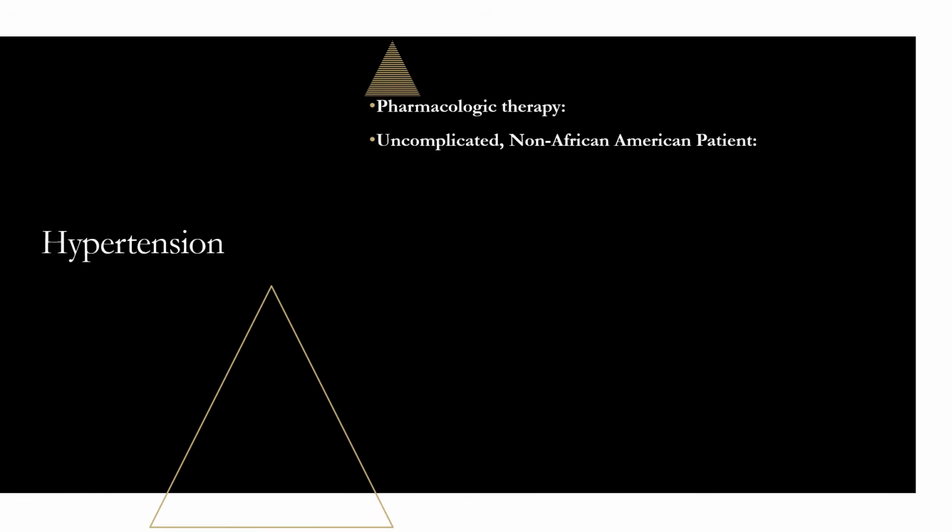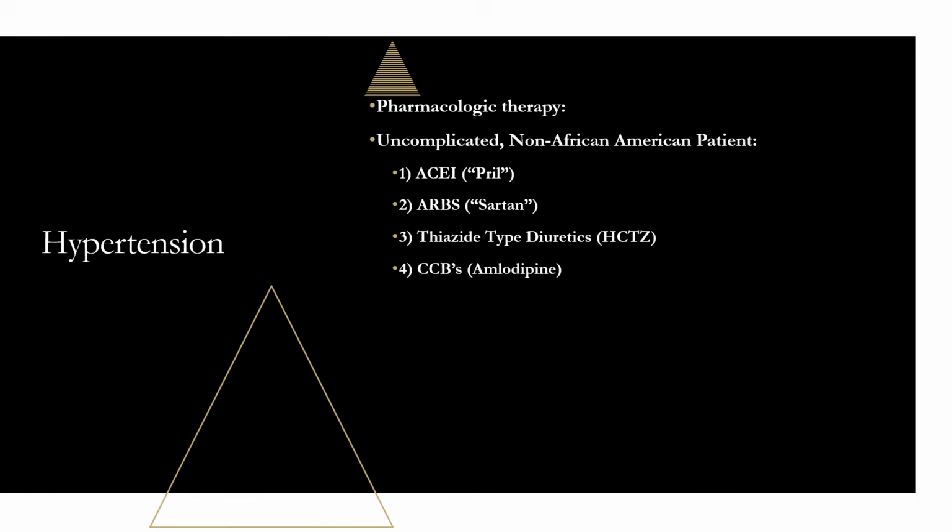Okay, so with that being said, as far as pharmacologic therapy, if a person does not have a compelling indication for a specific drug or class, they're not diabetic, they're a non-African American patient, and I'll go over that in a minute, here are the medications you use for those types of people. So for an uncomplicated non-African American patient, you're going to choose any one of these 4 classes, and there's no wrong answer. You can choose any one of these. So it's going to be either ACE inhibitors, that's your prils, your lisinopril, captopril, etc. Your ARBs, that's your angiotensin II receptor blockers, all your sartans, your losartan, candesartan, all of those. Thiazide type diuretics like hydrochlorothiazide. And then finally, calcium channel blockers.